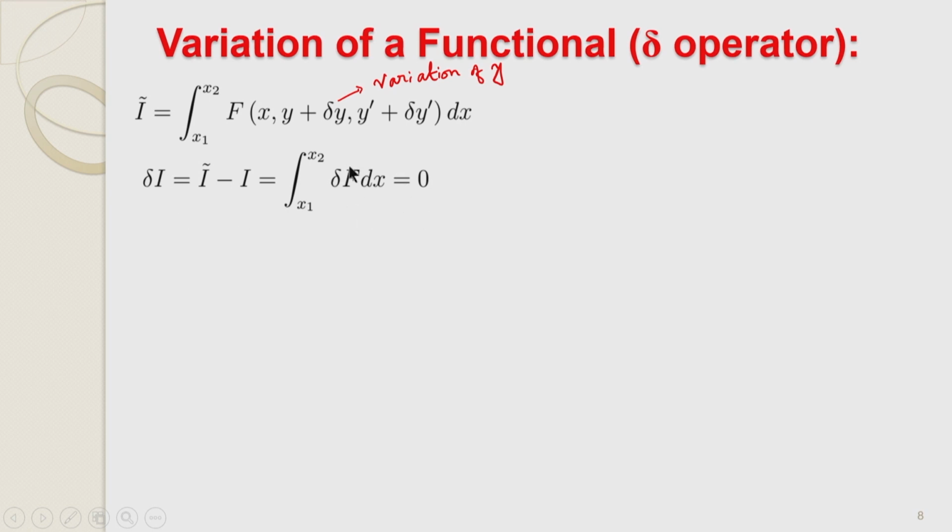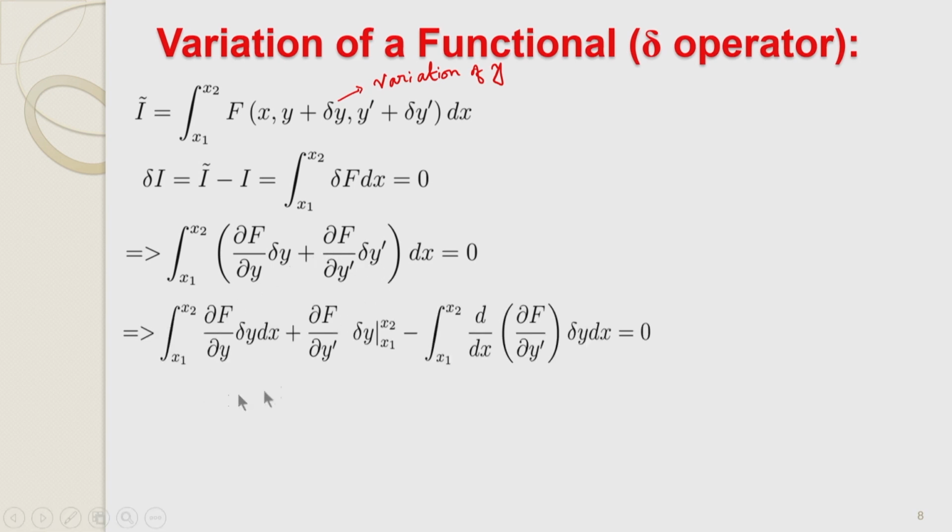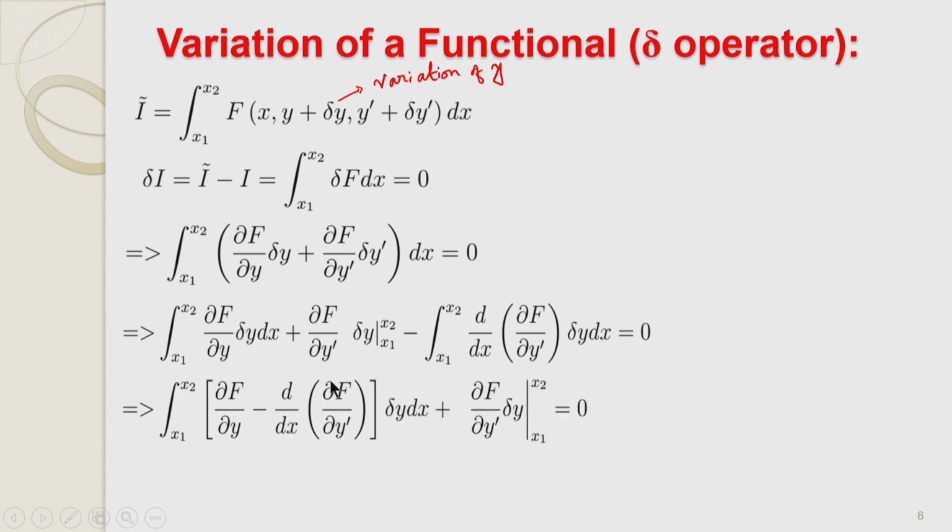Now, this delta f can be written as this expression using the chain rule, because f is dependent on y and y prime. Now, delta y is variation of y and it is variation of y prime. Then this second term can be written using integration by parts. So, this is the boundary term. Now, we can combine the domain term and the boundary term.